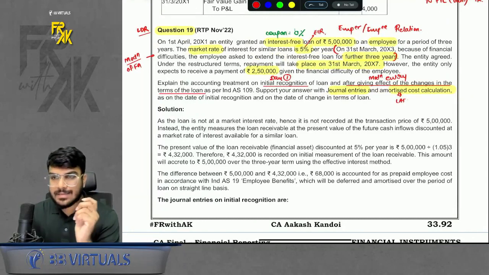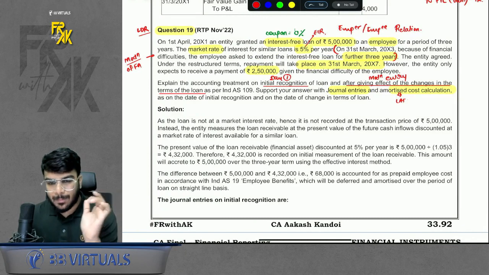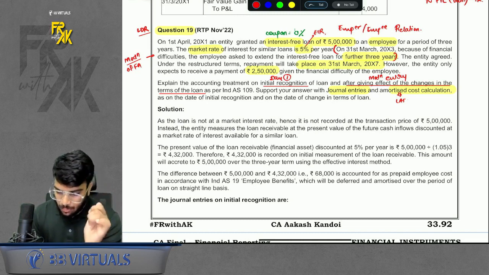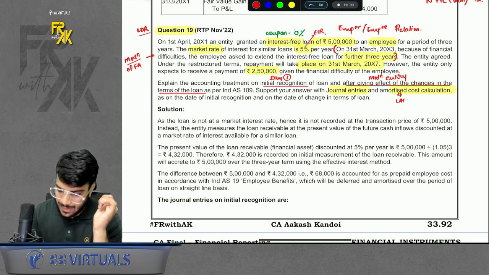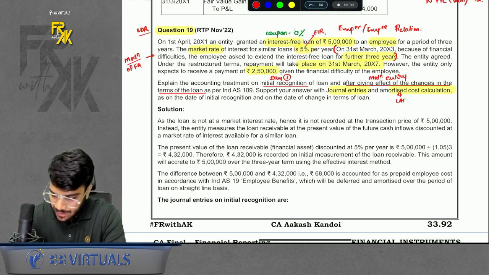It is again a very similar question where the employer is giving a loan to the employee. So that part of the question is the same, where the employer is giving a loan to the employee. Okay, at what rate is the loan given? 0% is the coupon. What is the EIR going to be, sir? EIR is going to be 5%. So EIR 5% is given.